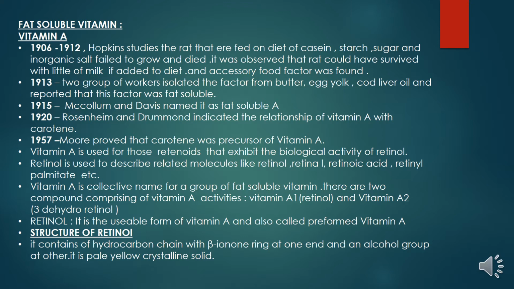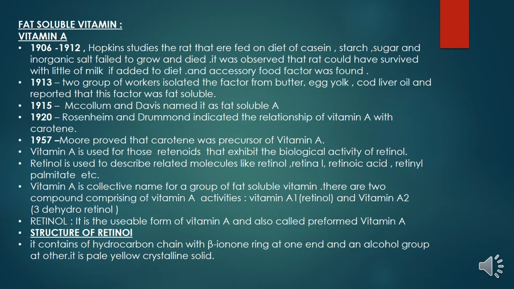Vitamin A. In 1906 to 1912, Hopkins studied rats that were fed a diet of casein, starch, sugar and inorganic salt; they failed to grow and died. It was observed that the rats could survive if a little milk was added to the diet. An accessory food factor was found.